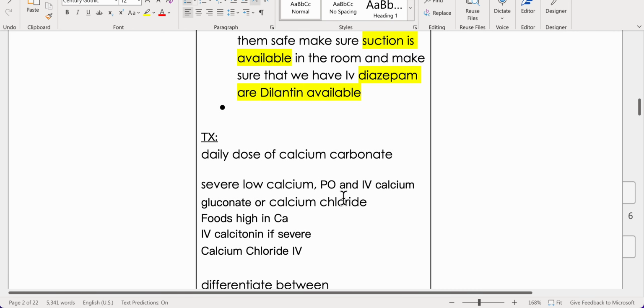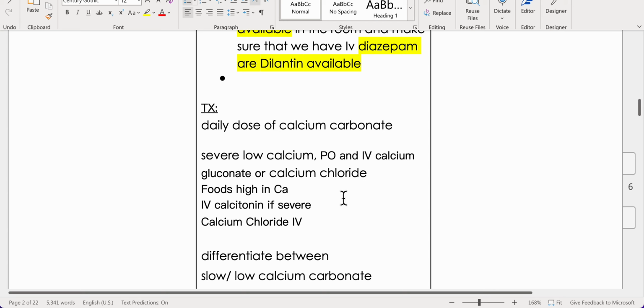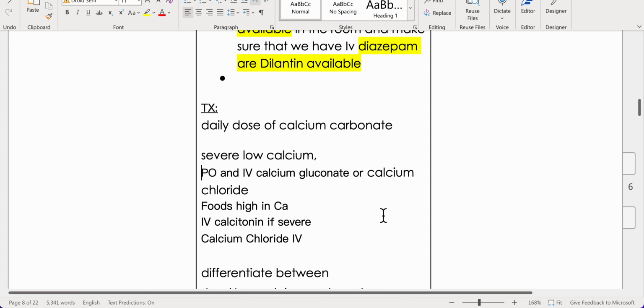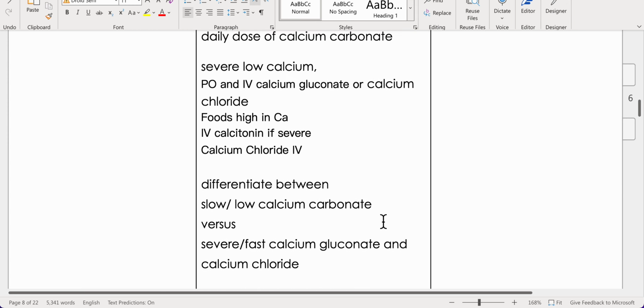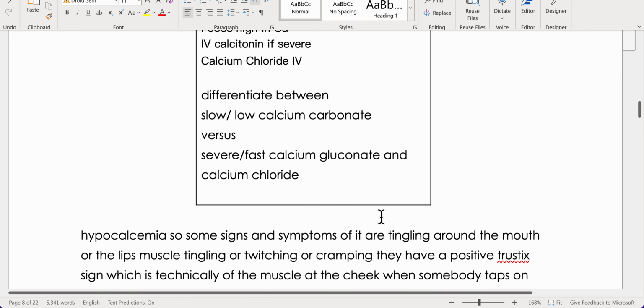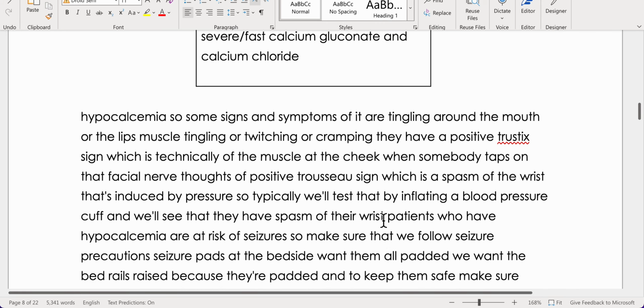Treatment: a daily dose of calcium carbonate. For severe low calcium, give PO calcium gluconate or calcium chloride. Foods high in calcium. Calcitonin if severe. Differentiate between slow, low-dose calcium carbonate versus severe, fast-acting calcium gluconate and calcium chloride.